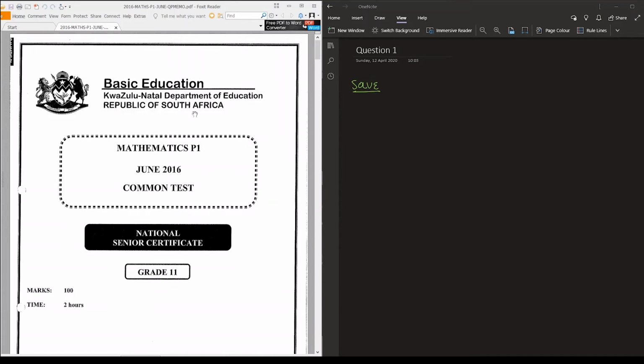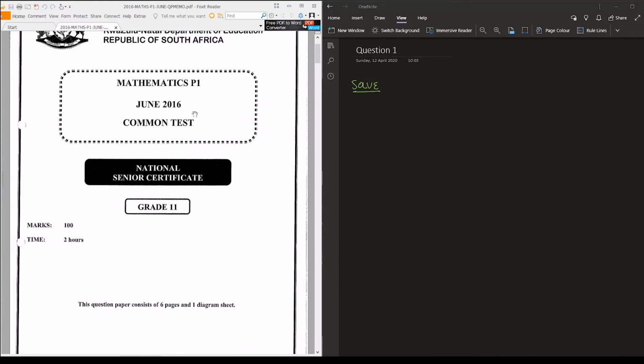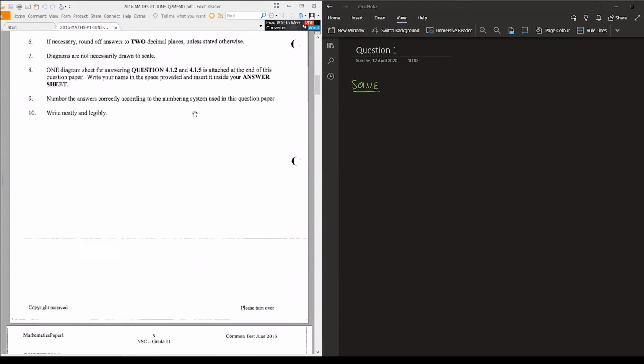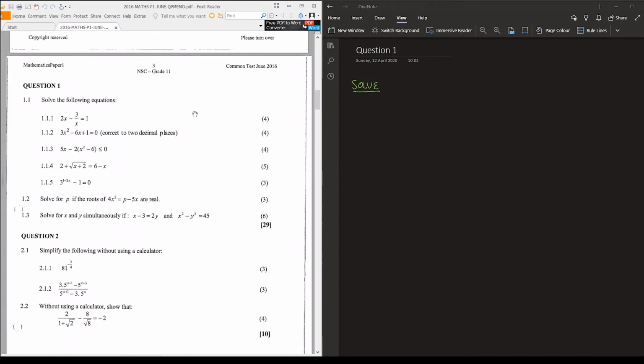This is Mathematics Paper 1, the June 2016 Common Test for the province of KZN, grade 11. It's a 100-mark paper, 2 hours, and we're going to begin with question 1. Question 1 is solved. Okay, 1.1.1.